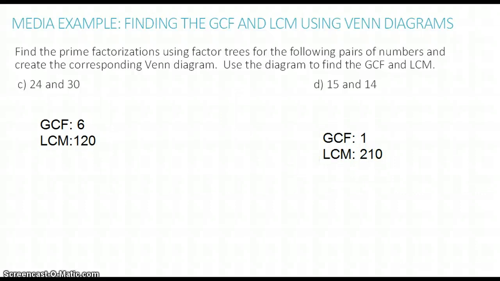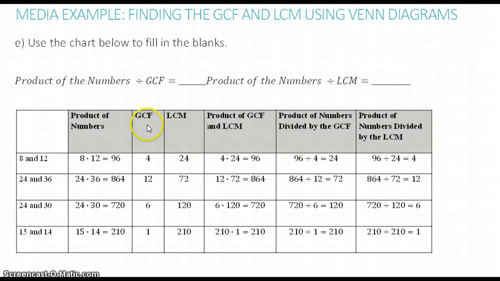Let's look at the next slide so we can start to look at some patterns. You may have noticed some already. Okay. So this is just a chart of all the numbers that we just looked at. We started with 8 and 12, 24 and 36, 24 and 30, etc. Here's the product of the numbers. Here's the GCF for these numbers. So basically this is just a chart filled in of the previous information. Here was the LCMs we found.